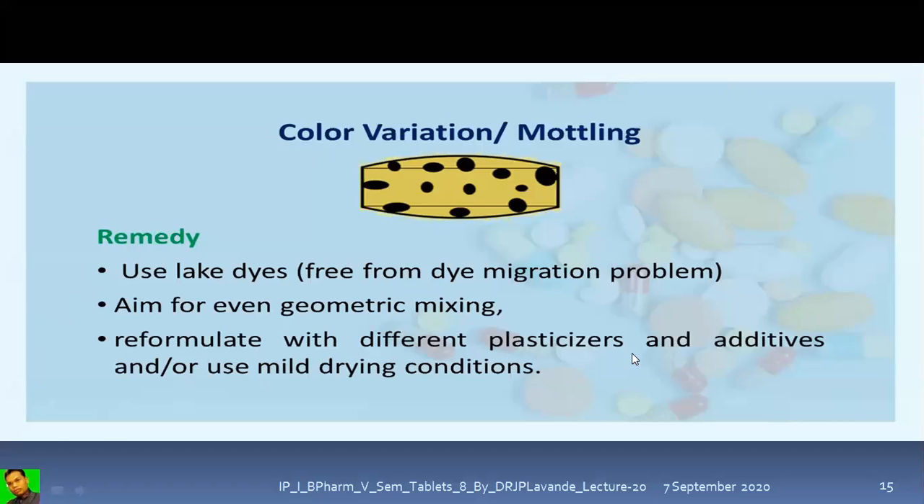Reformulate with different plasticizer and additives and or use mild drying conditions. We can go for modifying, using some alternative plasticizers and additives in case of the coating solution. And we should use mild drying conditions. That means too high a temperature should not be used during the drying of coatings, in order to avoid color variation and the mottling effect.